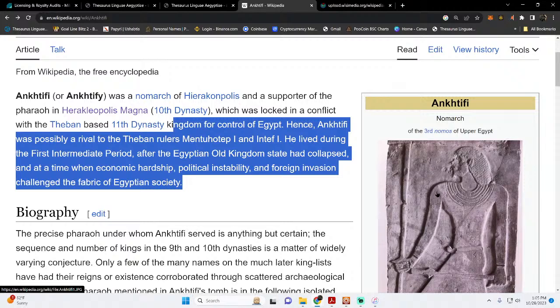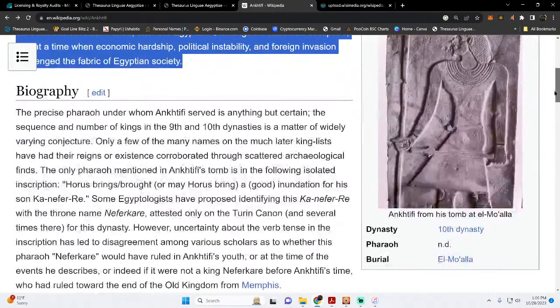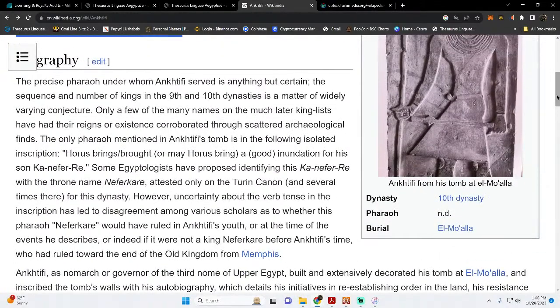Antefi was a boss. He just slipped. So he must have had something, that I don't know, and they won't tell us this here either. I'm definitely going to tell us more than what they would tell us, but I like to supplement that with this right here. It says, the precise pharaoh under whom Antefi served is anything but certain, but the sequence and number of kings in the 9th and 10th dynasty is a matter of widely varying conjecture. Only a few of the main names on the much later king list have had their reigns or existence corroborated through scattered archaeological finds.